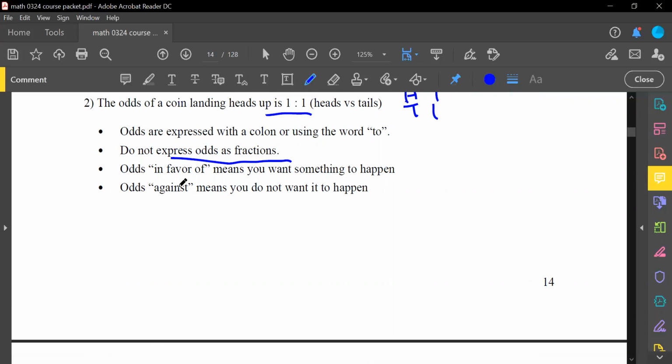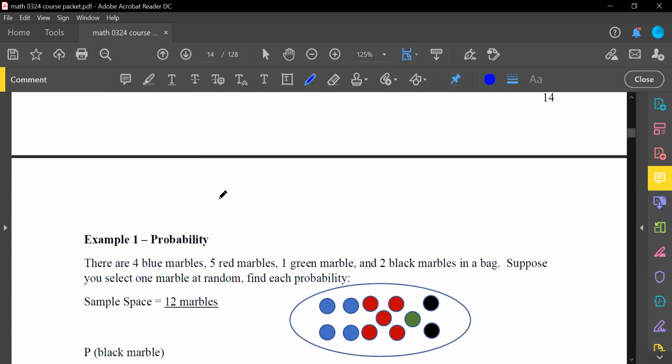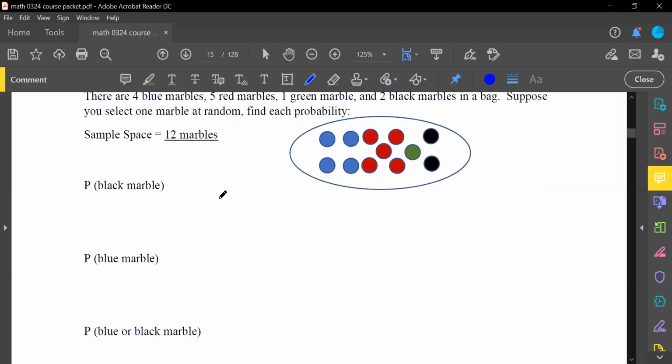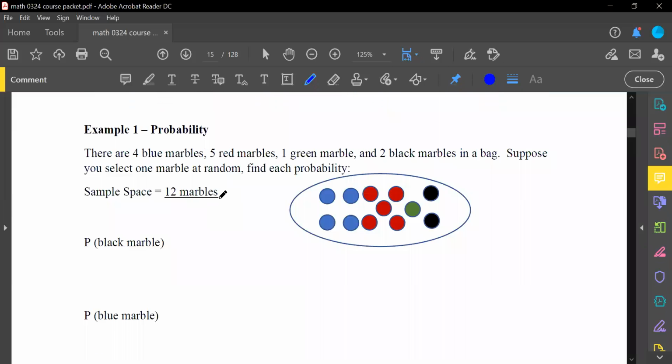Odds in favor means you want it to happen. Odds against means you don't want it to happen. All right, so let's do some probability here. We have some marbles in a bag: 4 blue marbles, 5 red marbles, 1 green marble, and 2 black marbles. Suppose you select 1 marble at random, then find each probability. My sample space has 12 marbles in it.